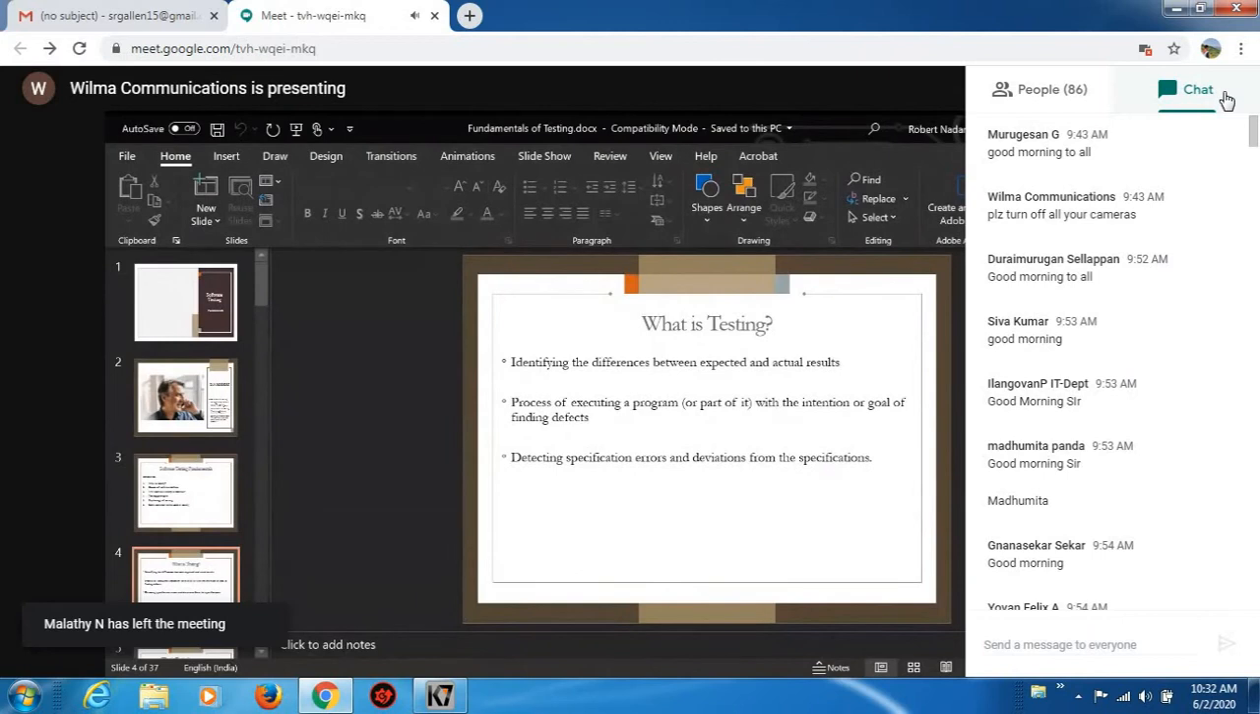So let me take an example of our software development life cycle. We'll start from requirement, planning, analysis, design, coding, dev testing.